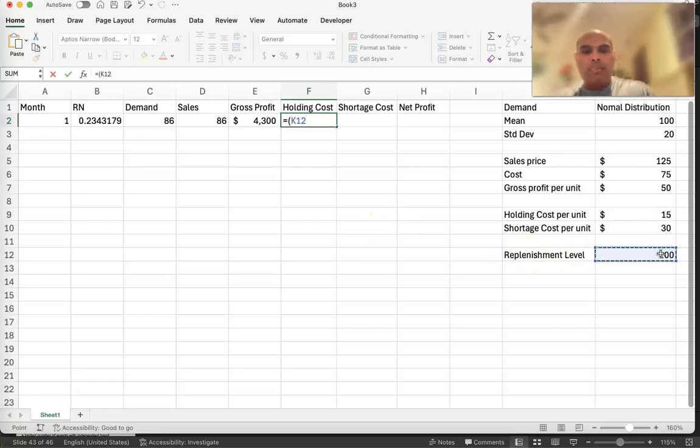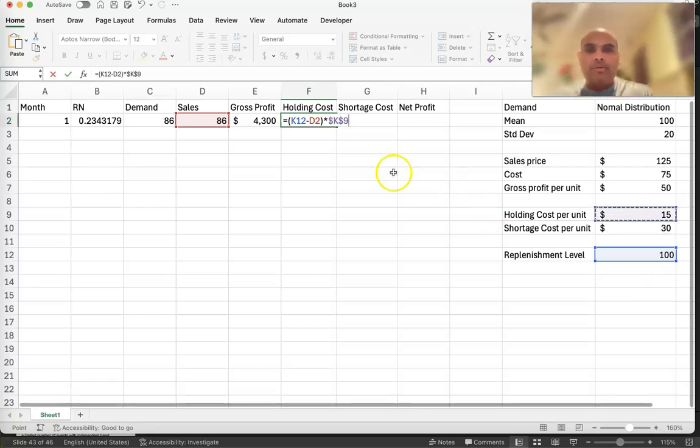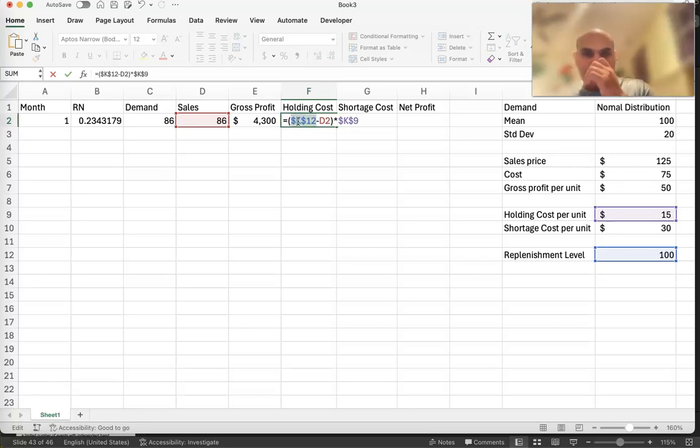So my holding cost will be the replenishment level minus demand times, so this is how many units I have left over. Replenishment level is 100, which means I have 100 routers in inventory. Actually, let's use sales here. My sales is 86, so I'm only selling 86 units. So replenishment level minus my sales times the holding cost. Holding cost per unit is $15. I'm going to make that an absolute reference, and my replenishment level also has to be an absolute reference.